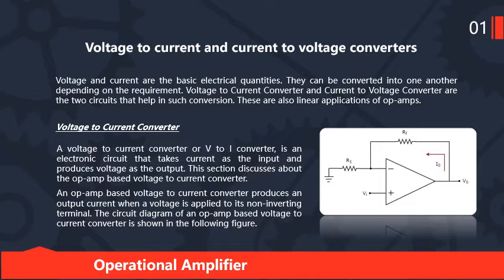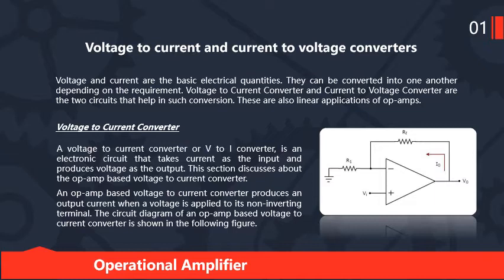A voltage to current converter or V2I converter is an electronic circuit that takes voltage as the input and produces current as the output. तो आउटपुट में हमें जो मिलता है उसको हम पहले लिखते हैं. तो वोल्टेज टू करंट मींस आउटपुट में करंट मिलेगा और इनपुट में हम उसको वोल्टेज देंगे.